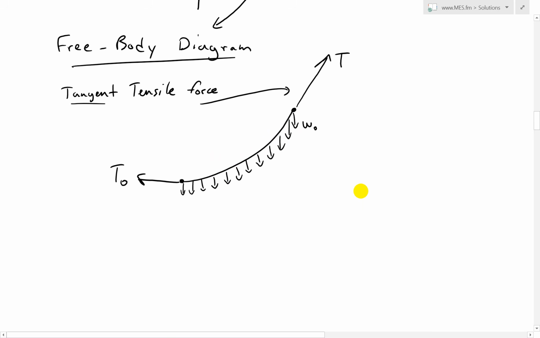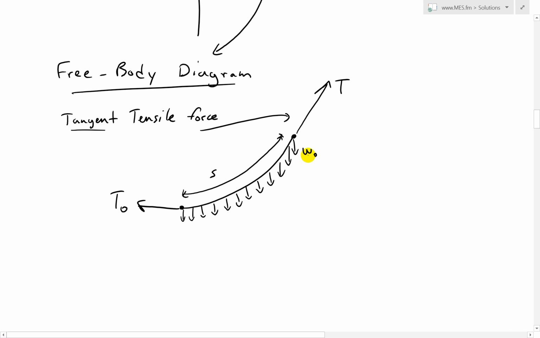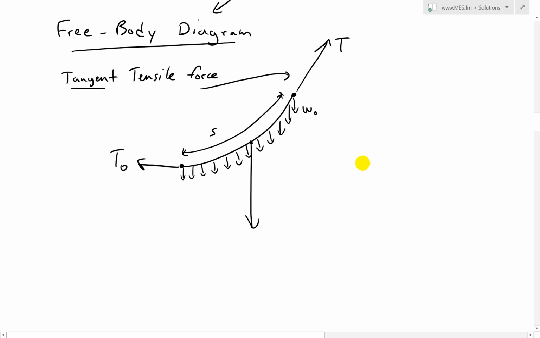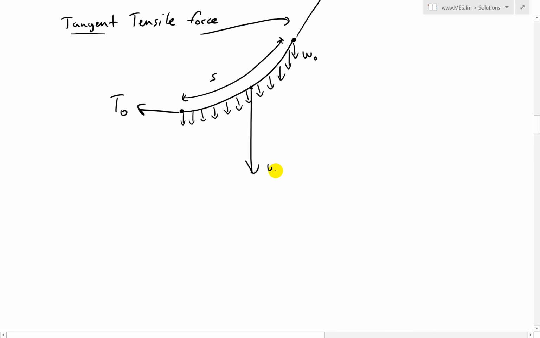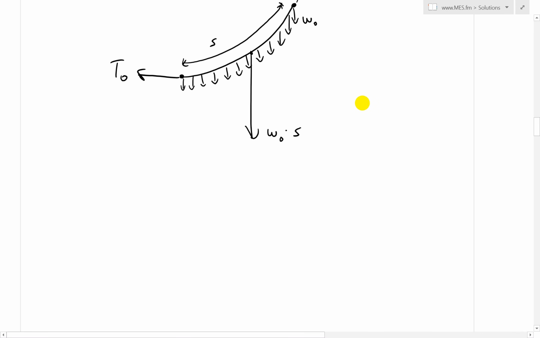So if we sum this length up, this curve has an arc length of S. The units of S are length, and this one is weight per length. Multiplying them together, we get a total force, acting at the center of gravity somewhere around here, vertically downwards: density times length, W naught times S. The next thing we're going to do is use the static equilibrium equation.